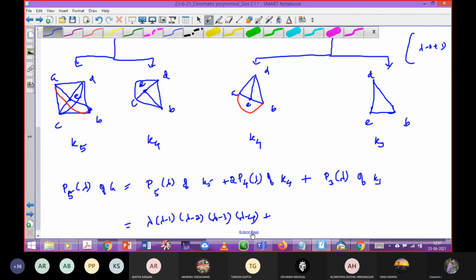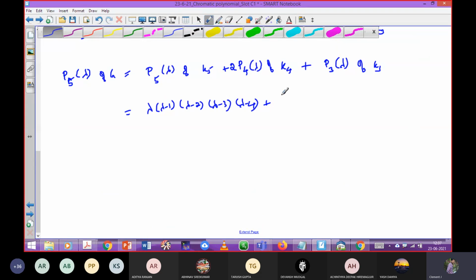With it, 2 times, this is K4, right? So it can come up to what value? Any guess? Lambda minus 3. Very good. That's it. So you understood the concept. So lambda minus 3. Last one is? Sir, minus 2. That's it. The problem is done.